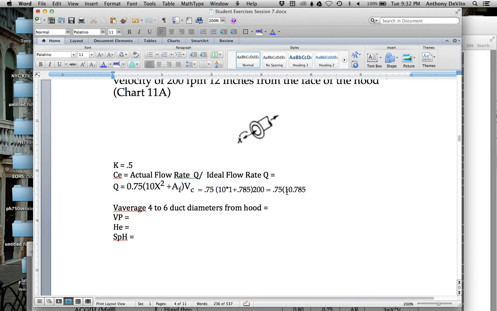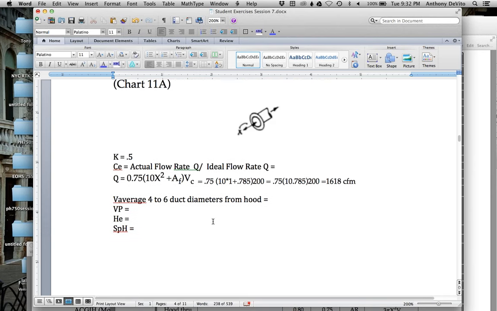10.785 times 200. Anybody working on that while I'm doing this? How much? 16, 18? Okay, good. Okay, and what's the units going to be there? It's Q. Going to be CFM, cubic feet per minute, right?